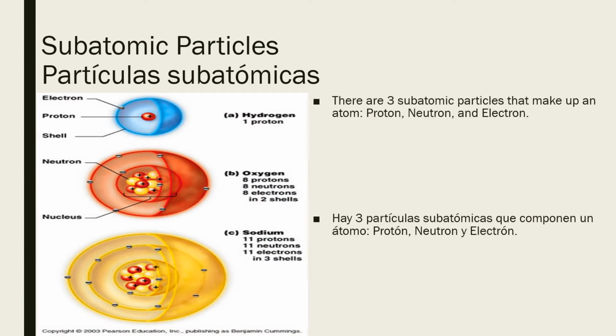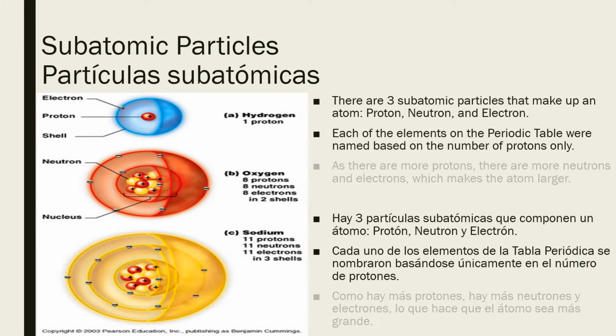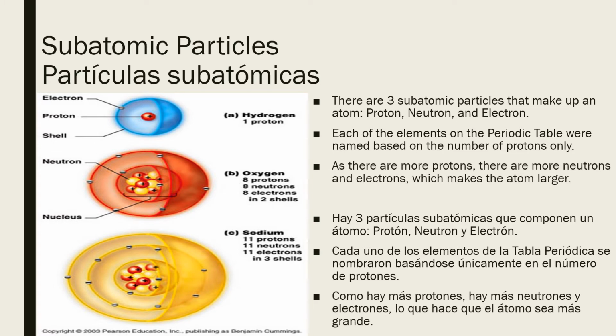There are 3 subatomic particles that make up an atom: proton, neutron, and electron. Each of the elements on the periodic table were named based on the number of protons only. As there are more protons, there are more neutrons and electrons, which makes the atom larger.